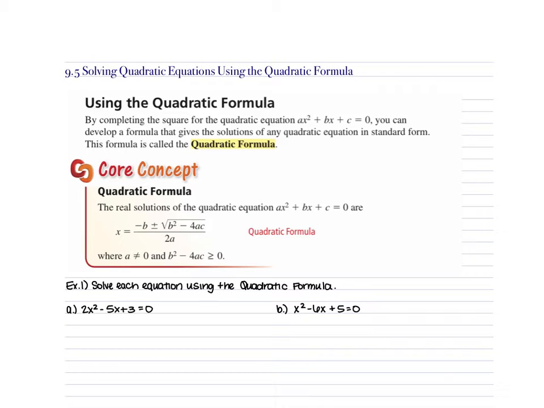9.5 goes over solving equations using your quadratic formula. Your quadratic formula you might have seen before. It is just x is equal to negative b plus or minus the square root of b squared minus 4 times a times c all over 2 times a, where a cannot equal 0 and b squared minus 4 times a times c has to be greater than or equal to 0.